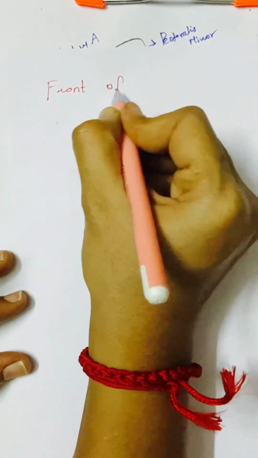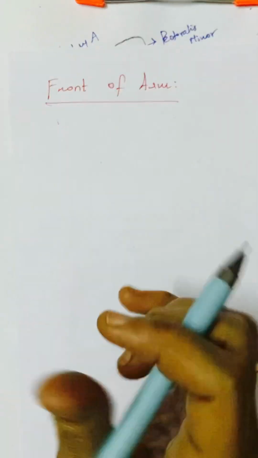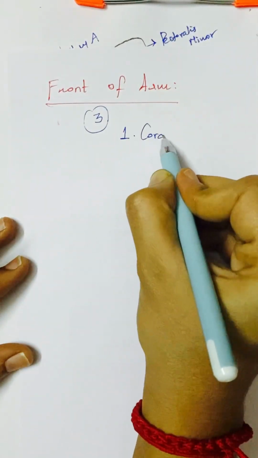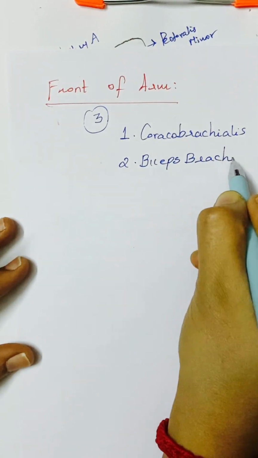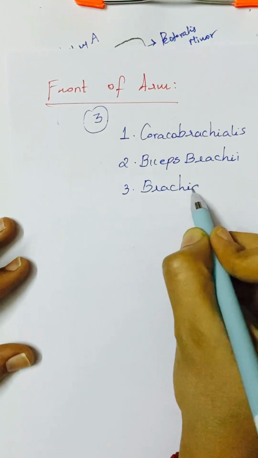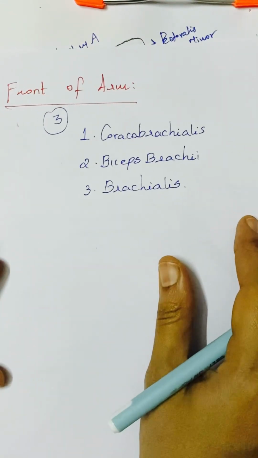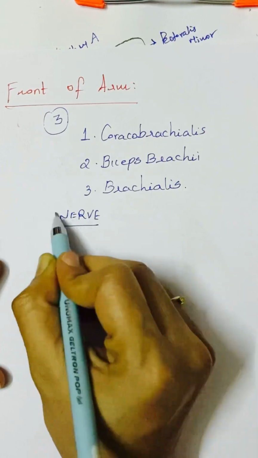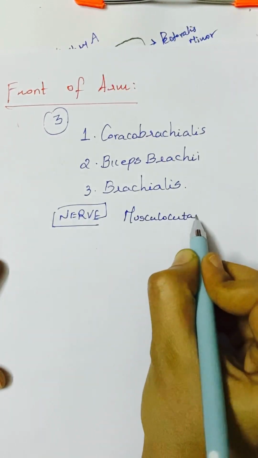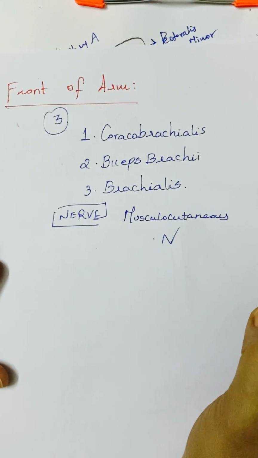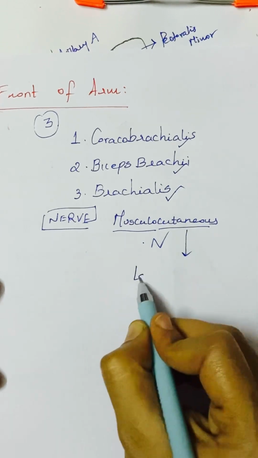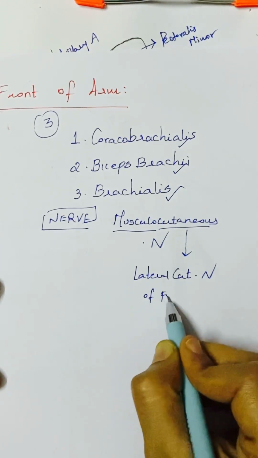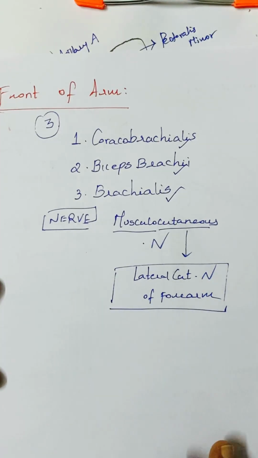Now moving on to the front of the arm. What are the muscles here in the front of the arm? There are three muscles: coracobrachialis, biceps brachii, and brachialis. The nerve of the front of the arm is the musculocutaneous nerve. It has two components, muscular and cutaneous. The muscular component supplies coracobrachialis, biceps, and brachialis. The cutaneous component is the lateral cutaneous nerve of the forearm.